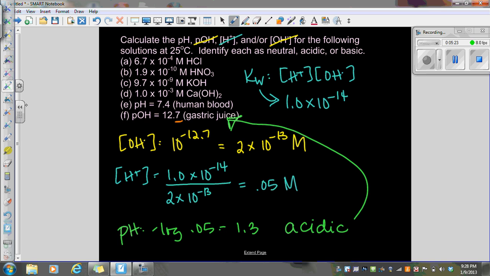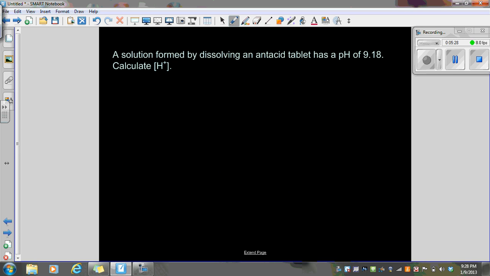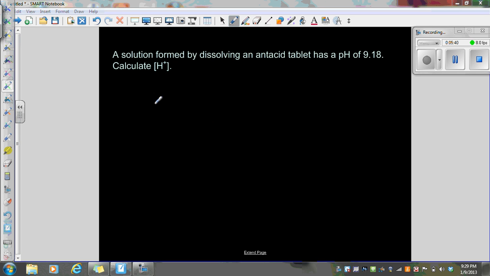I've got a couple other example problems. I think I'm going to include this one in this video because this would be another way you might see it worded. And then the problem after this I'm going to do in a separate video because it's kind of long. So we formed a solution by dissolving an antacid tablet in that, and that solution has a pH of 9.18. So that would be basic, which would make sense because we've got an antacid tablet.